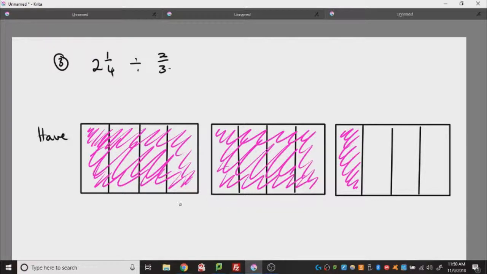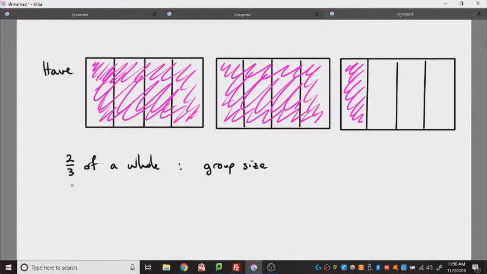Now I go and figure out, well, I'm trying to make groups of 2/3. So 2/3 of a whole is going to be my group size. But what does that mean for these rectangles? I'm going to have to go thirds to be able to relate them. I was going to go straight through. Why not?